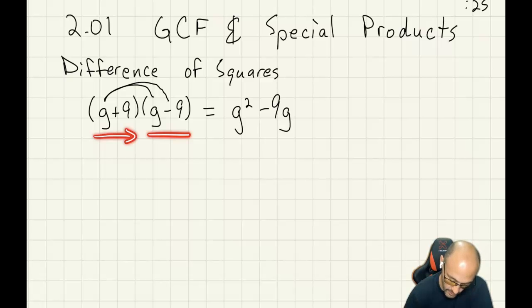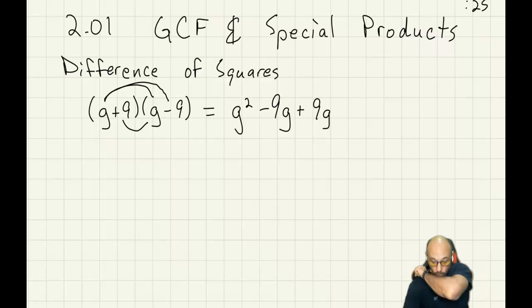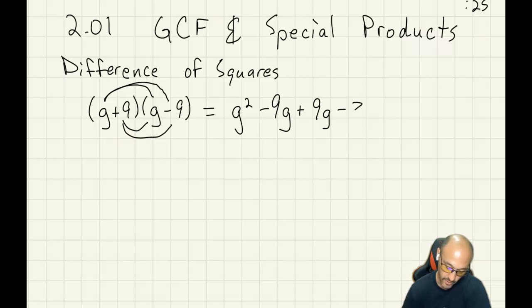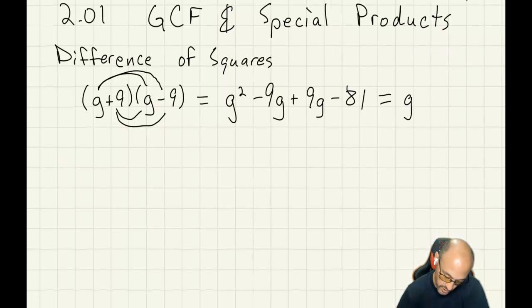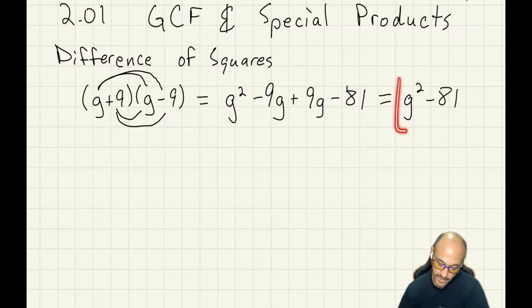Inners, 9 times g is positive 9g. And lasts is positive 9 times negative 9 is negative 81. And then this negative 9g, positive 9g, those will cancel each other out, and we will have g squared minus 81. And this is a difference of squares.